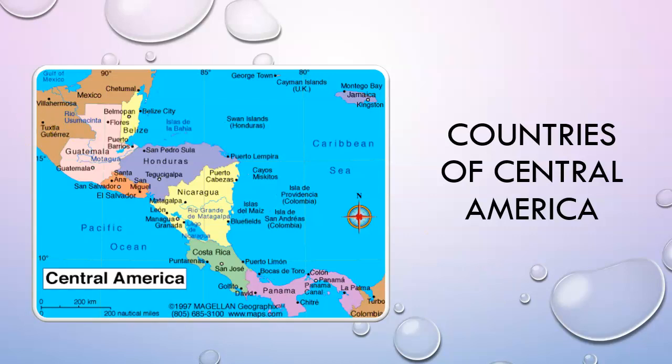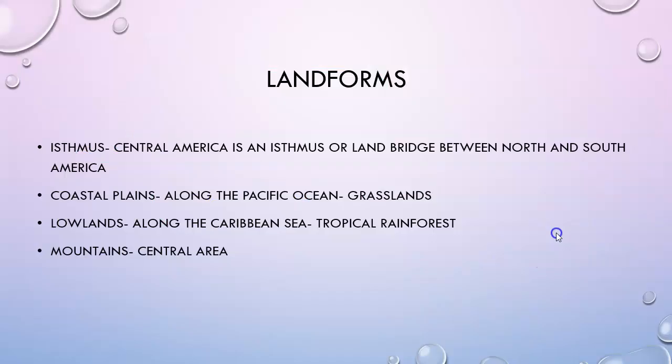So here are the different countries of Central America. And just looking at a few of the landforms that are important in Central America. Central America is an isthmus or a land bridge between North and South America. You have the coastal plains that are along the Pacific coast. You have lowlands, which are along the Caribbean Sea. You also have tropical rainforests in that area as well. And then in the center area, you do have some mountains. And if you remember from when we were talking about North America, that is the continuation of the Cordillera Mountains, which the Rocky Mountains are a part of.